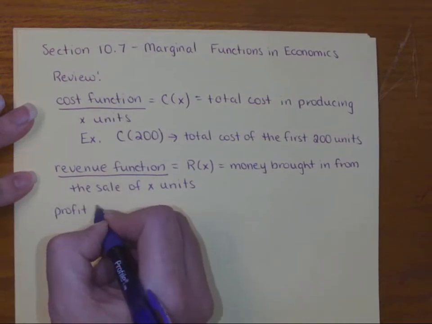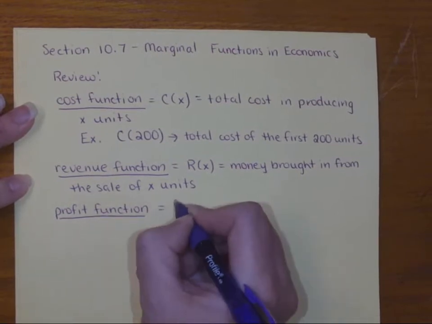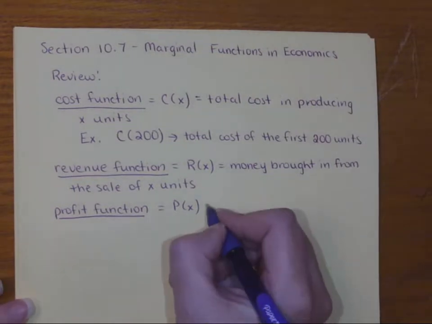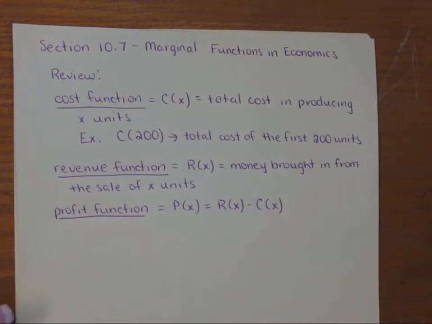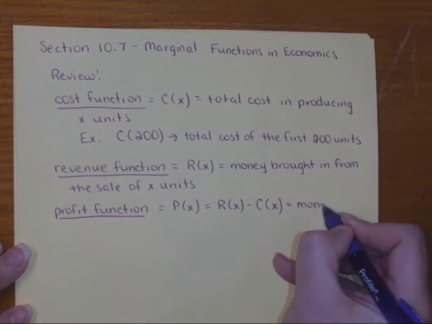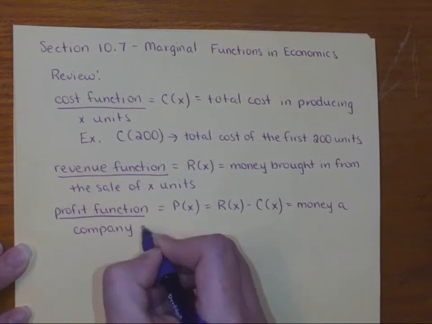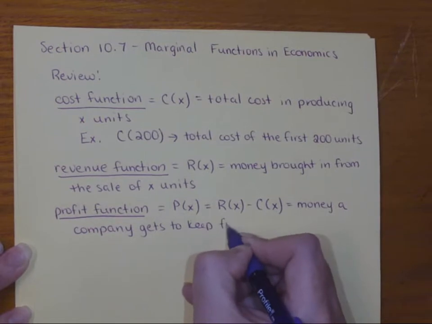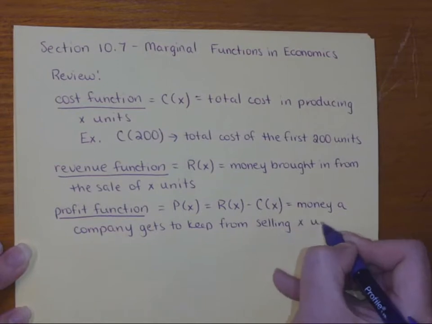Profit is the bottom line function. Okay, so when we discuss the profit function, we normally use capital P of X. And capital P of X, if you want the profit of any business, you would take the money you brought in and you would subtract off the cost it took you to sell those items or make those items. So this is actually more useful for business owners to know. It's the money that a company actually gets to keep from selling X units once all the bills are paid, or once the costs are paid.